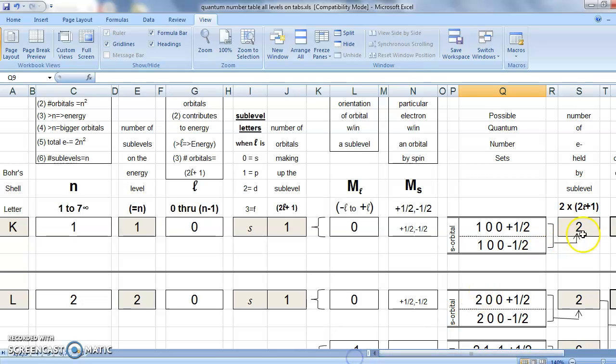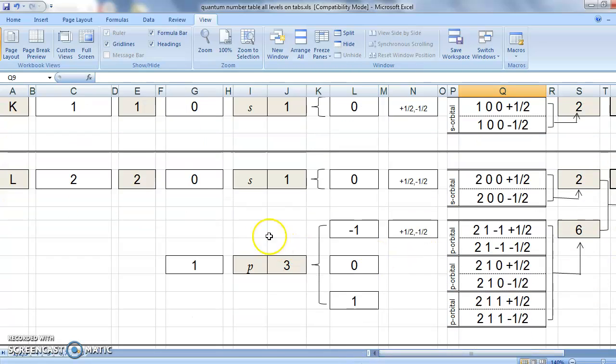The second level we know has 2 sublevels on it. If I know the first number, the first quantum number is 2, I know there's 2 sublevels.